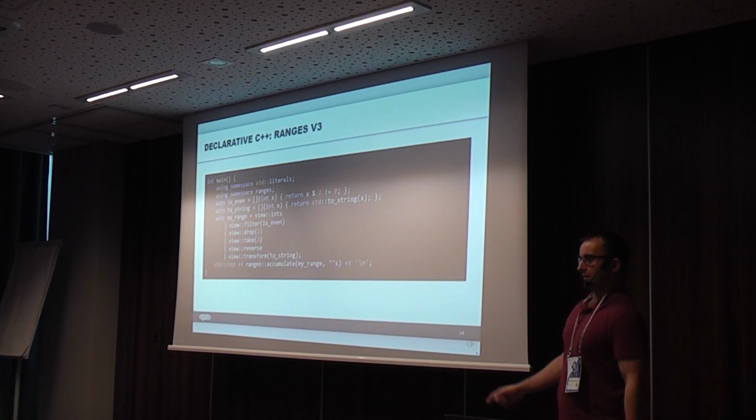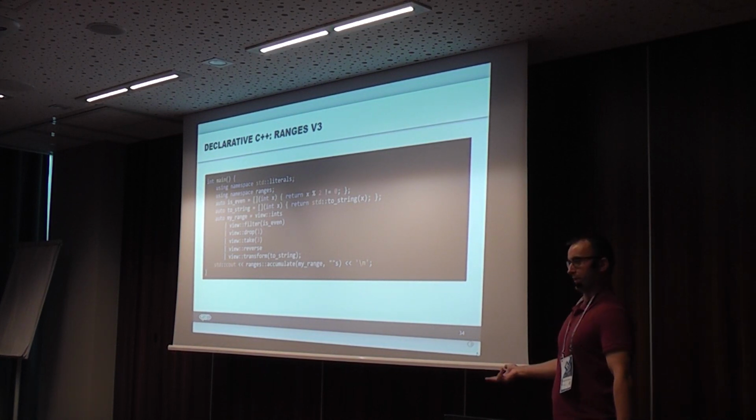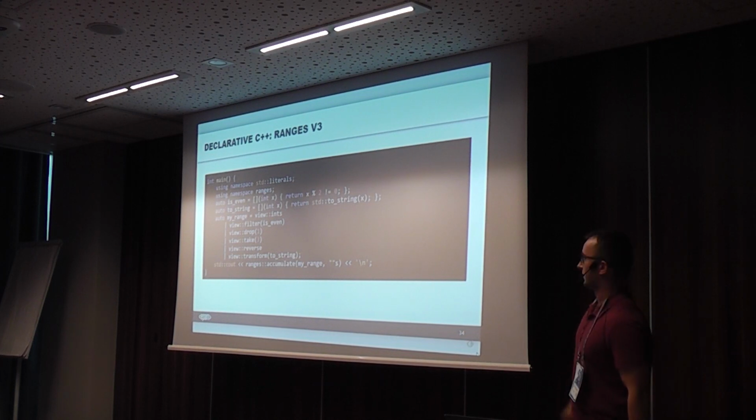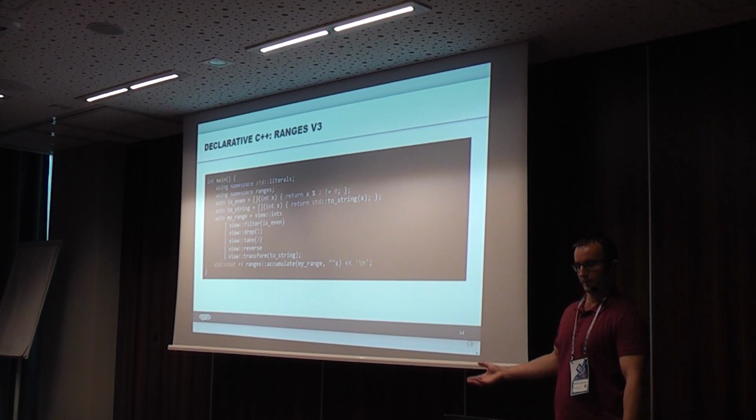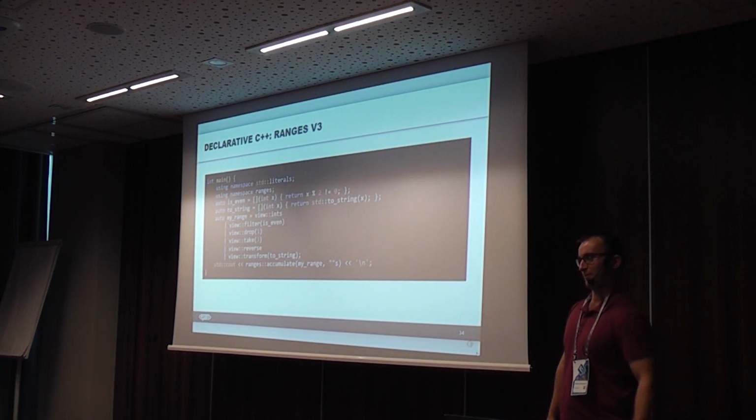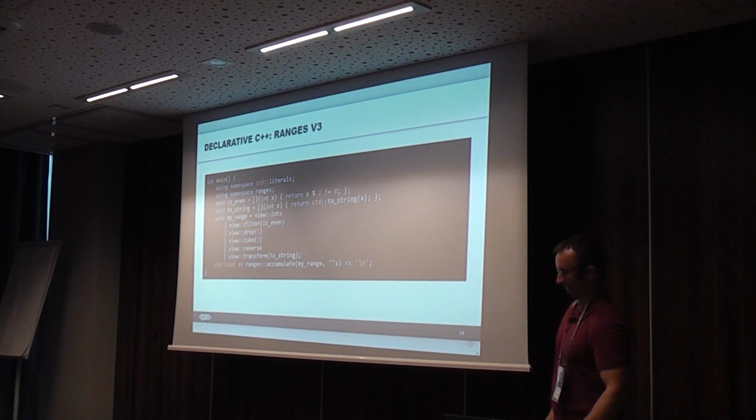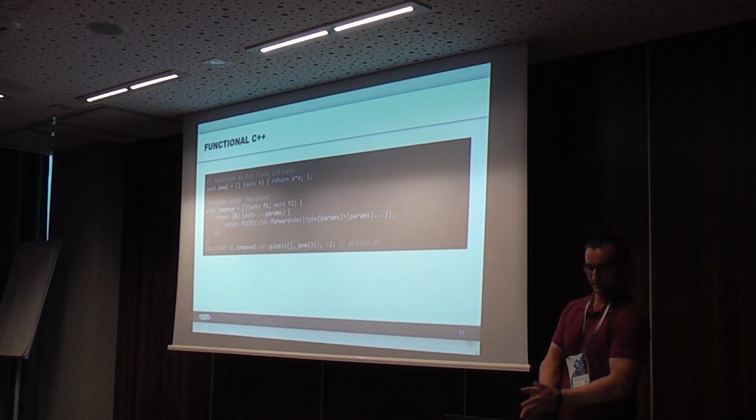I'm removing the first one, and then taking the three next. So we have 3, 5, 7. Reversing their order, transforming them to a string, and accumulating. And this way we get the year that Rome was built, 753. And okay.